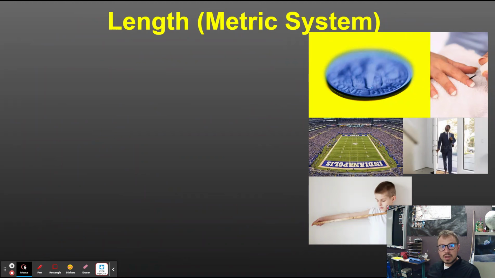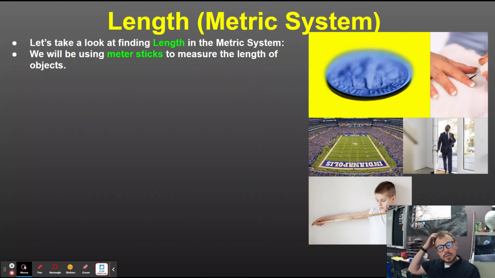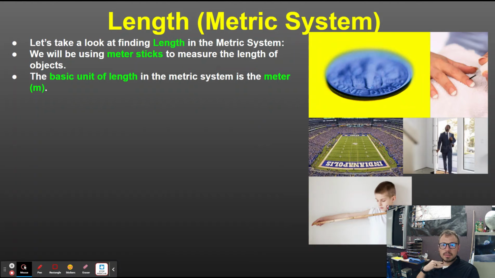So now let's talk about length in the metric system. For length, we'll be using the meter stick to measure. Now the basic unit of length in the metric system is the meter, represented by lowercase m.